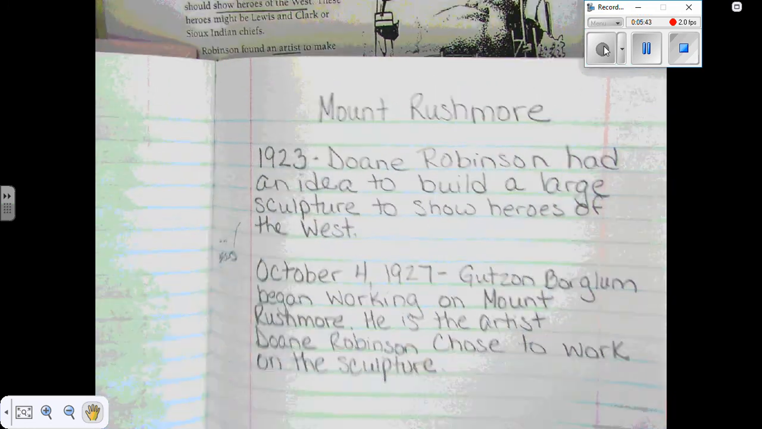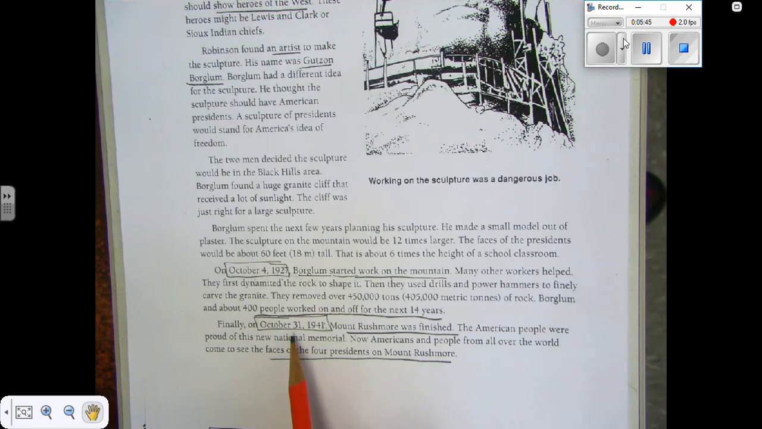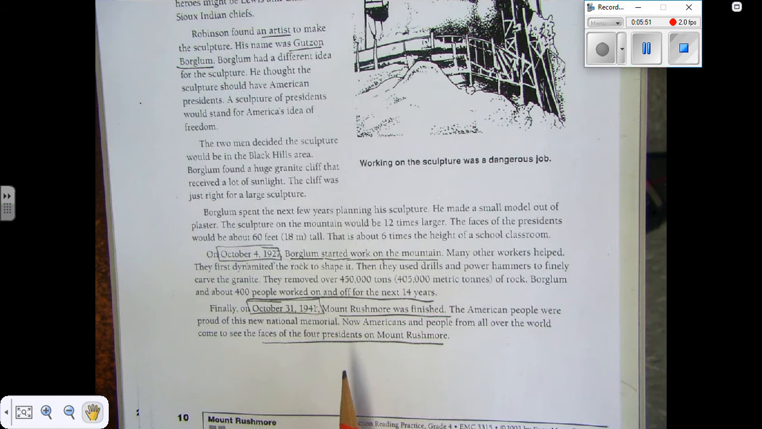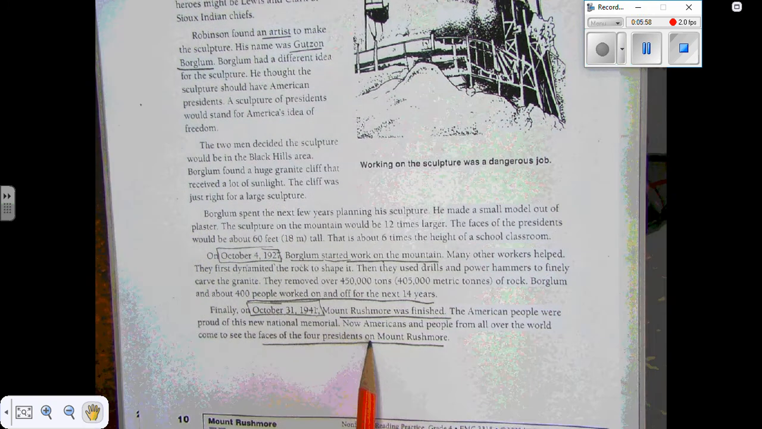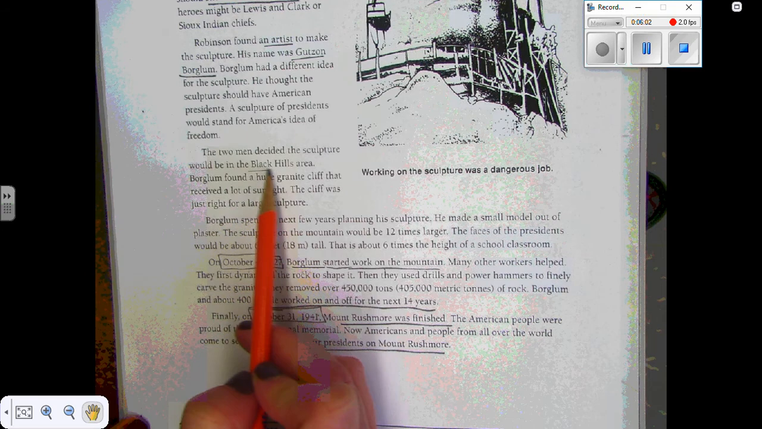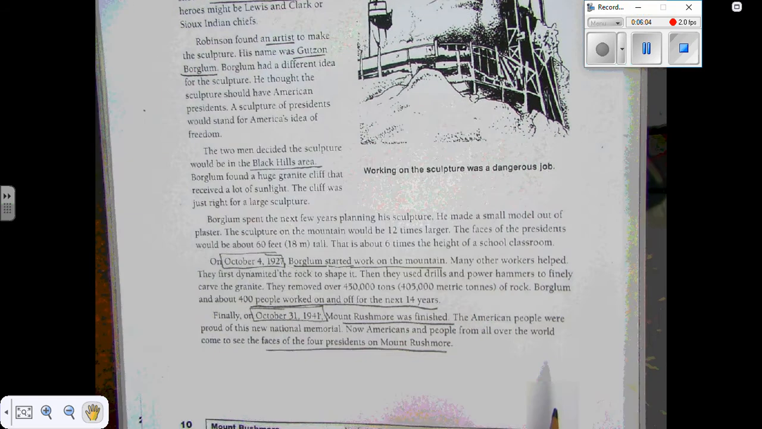And then the last date that was given to us was October 31st, 1941. So Halloween 1941, Mount Rushmore was finished. And it included the 4 faces of American presidents. And I think it's also important that they put it in the Black Hills area. So it's important to ask, like, what is it, when was it built, and where is it located? So those are all the pieces of information I'm going to include here.